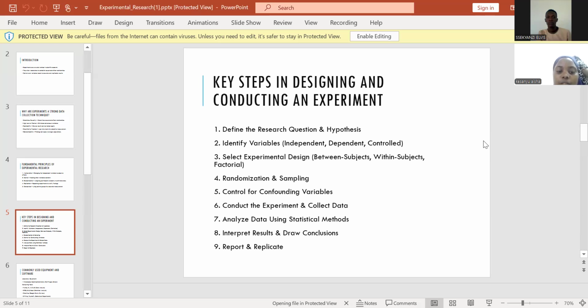While drawing the conclusions, based on the data, decide whether your hypothesis was supported and what the results mean. When you're analyzing your data, you use statistical methods to determine whether the results support your hypothesis. When I explain conduct the experiment and collect data, here you carry out the procedures, carefully recording the data. Thank you.